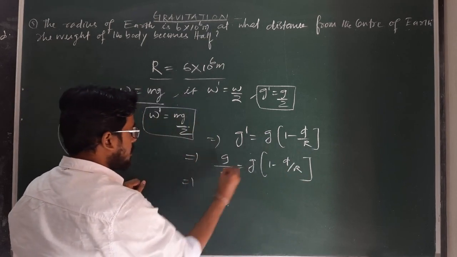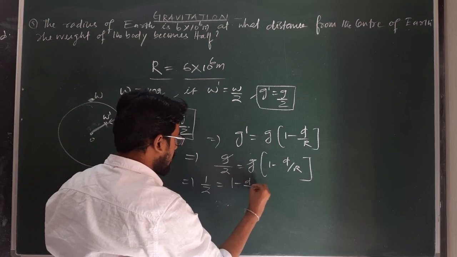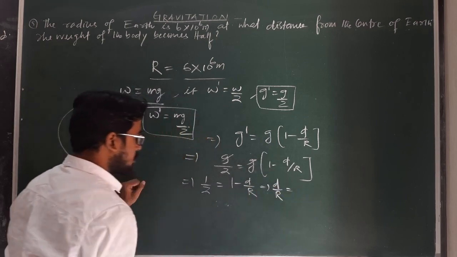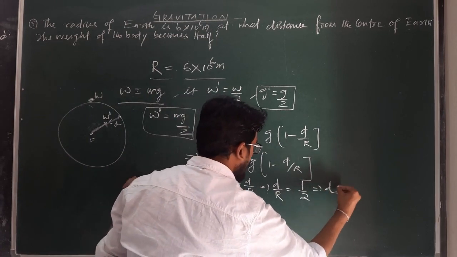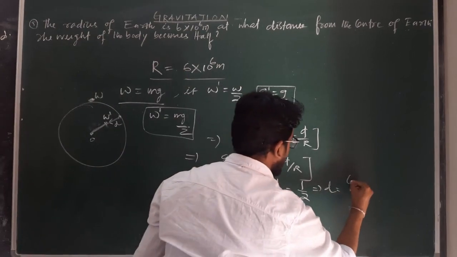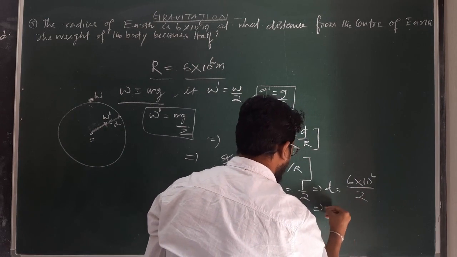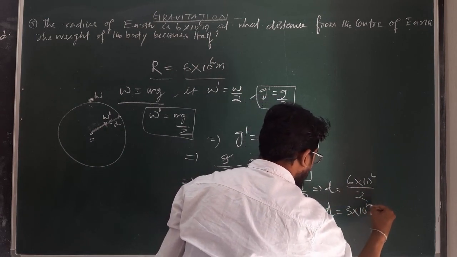So this g will get cancelled, we will get 1 by 2 equal to 1 minus d by r. So this implies d by r is equal to how much? 1 by 2. So this implies d equal to how much? R by 2. What is r? 6 into 10 to the 6 divided by 2. So this implies you will get depth d equal to how much? 3 into 10 to the 6 meter.